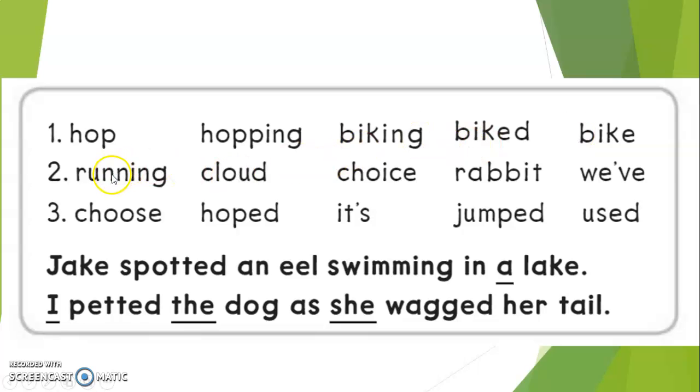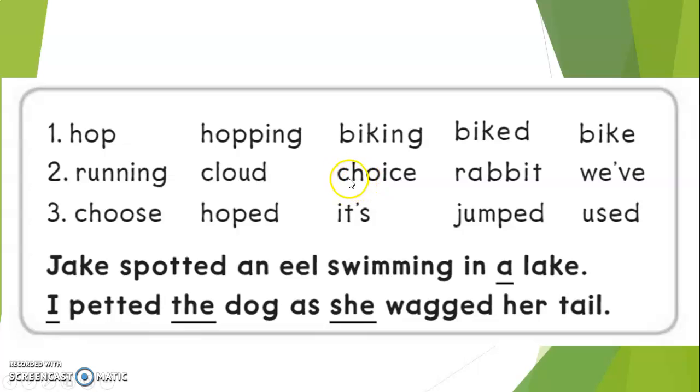Look at row 2. I see the base word run. And when we add ing, we double the consonant and add ing when we're spelling it. Let's read it. Run, ing, running. Cloud. Choice. This is a hard one.